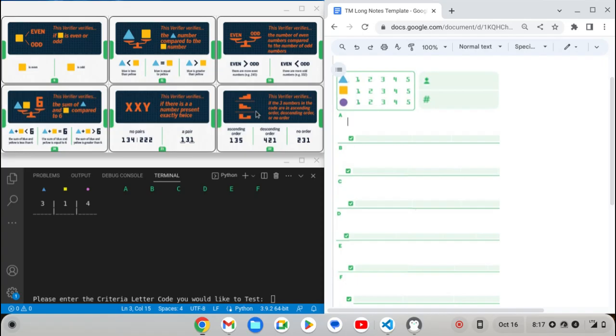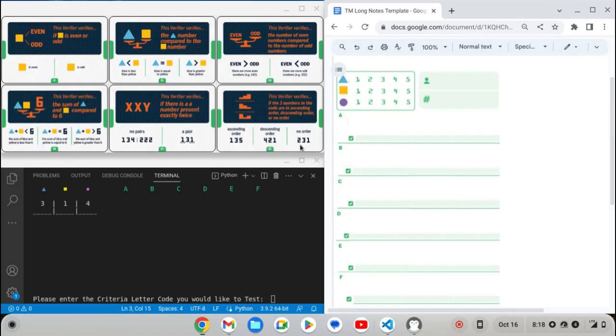And finally, criteria card F again takes a look at our 3-digit solution, from triangle to square to circle, and will let us know a little bit about the ordering of the digits. Should the digits appear in an ascending order, meaning that they're increasing, as in the example 135, or should they be in a descending order, or decreasing, as in the example 421, or finally, could the 3-digit code have no order? So let's take a look at the example 231.